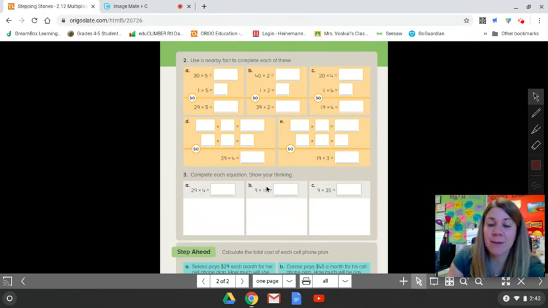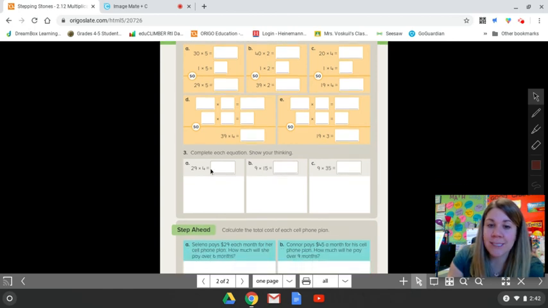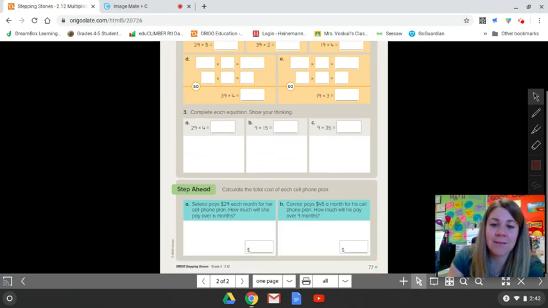All right? You're doing it on your own for A, B, and C. Be sure to show your work if you're able to. Write it down. Instead of there being 29 groups of 4 for A, what can you do to help you with that? What fact can you do to make it easier for you? Think of those arrays. Give this step ahead a try as well.